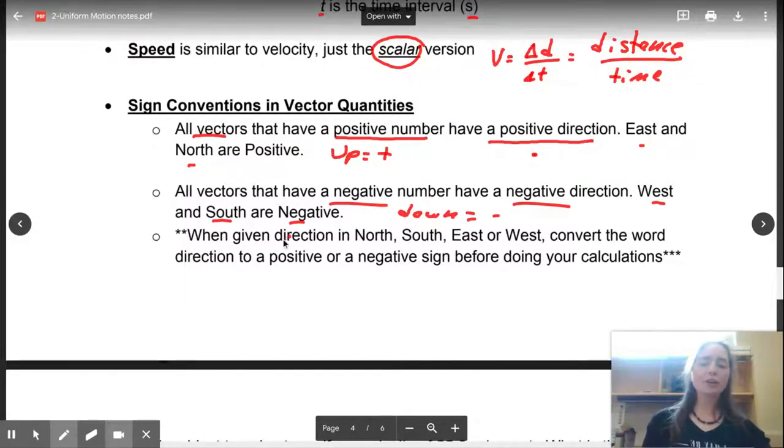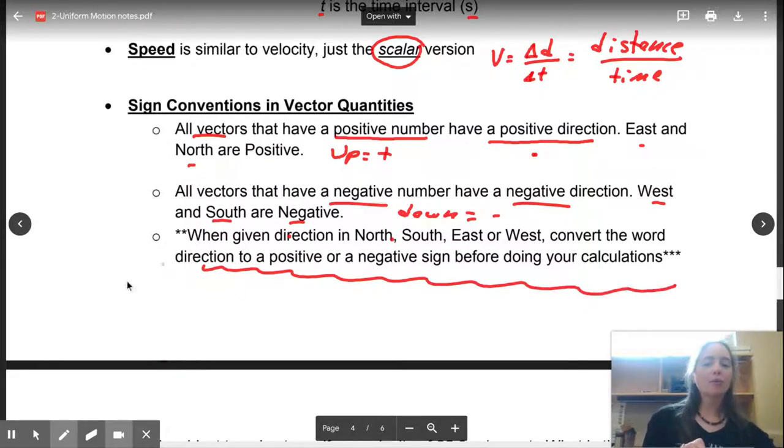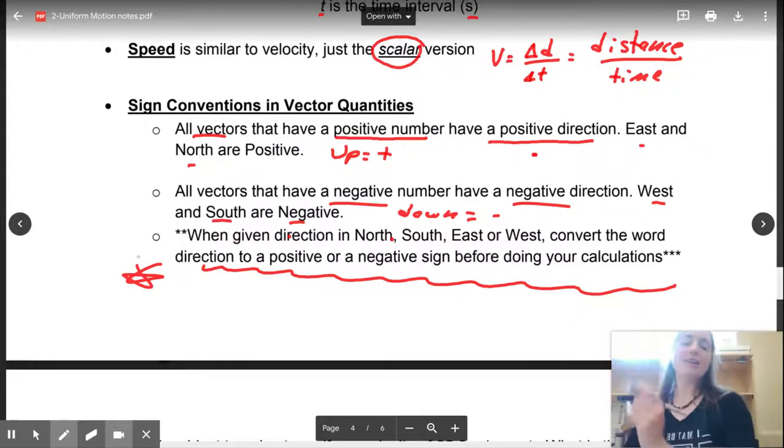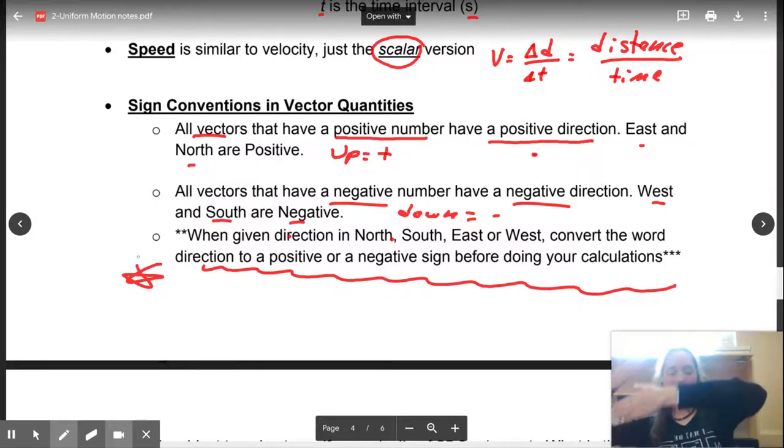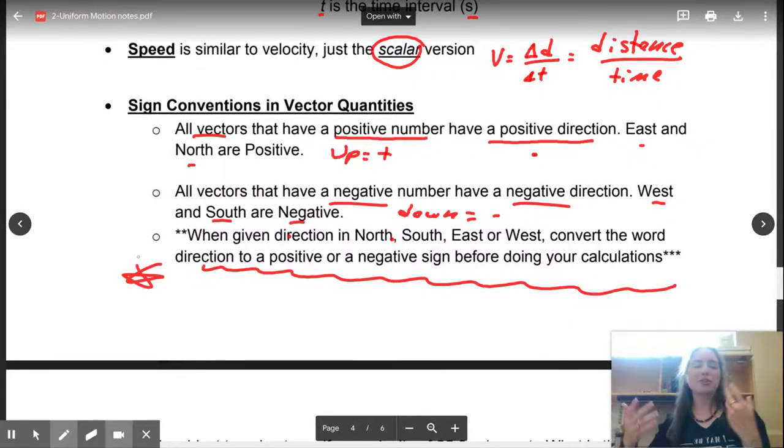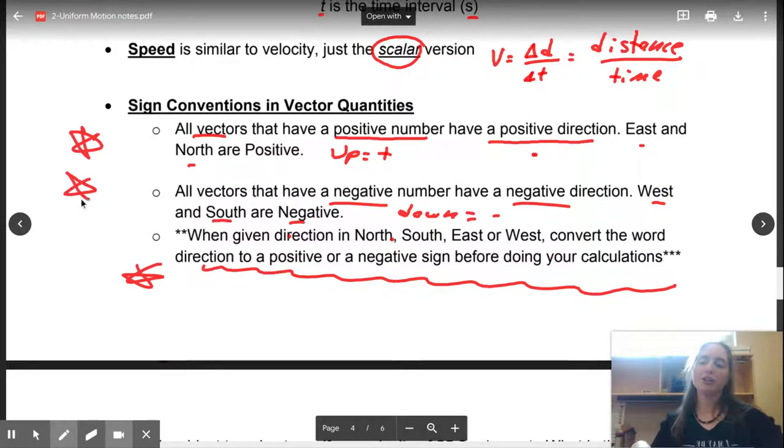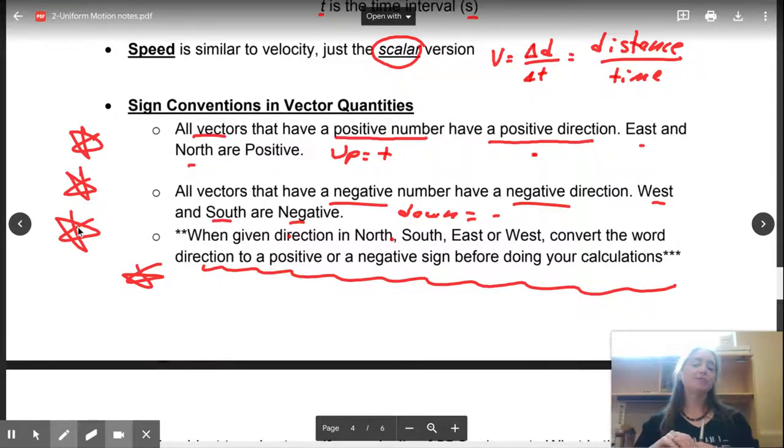So when you're given directions in a question, what's really important here: when I say north, south, east, or west in a question, convert that to positives and negatives before you do your calculations. And that's the same with up and down. Because if we have one going west and one going east, they're opposites. And if you don't convert the signs to make it the appropriate directions, you're going to wind up with your question wrong. Okay, so this is super, super, super important. We're going to be doing this a lot, so keep that in mind. And I know you did a little bit of that last year in Science 10.